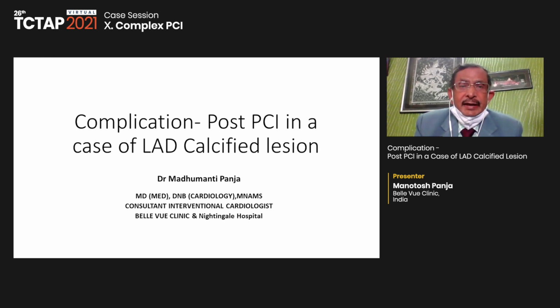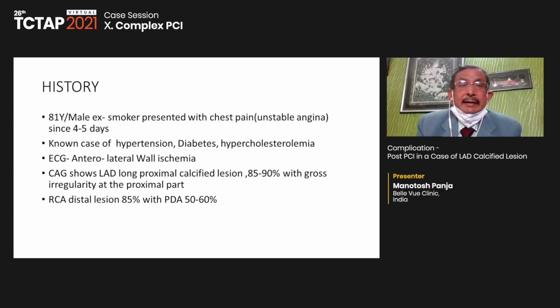Now, Dr. Panja, about complications post PCI in a case of LAD calcified lesion. A very important, extremely rare complication post PCI in cases of LAD calcified lesions. Here is the patient, 81 years, male, ex-smoker, presented with chest pain and unstable angina for 4 to 5 days. He is non-hypertensive, with diabetes, hypercholesterolemia, and evidence of anterolateral wall ischemia. So the patient was diagnosed with unstable angina.